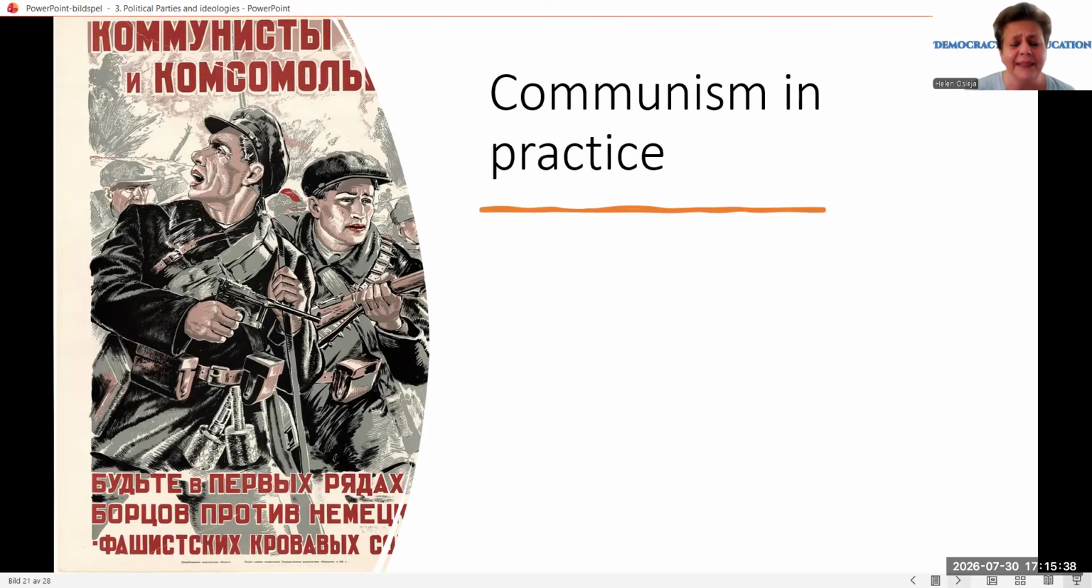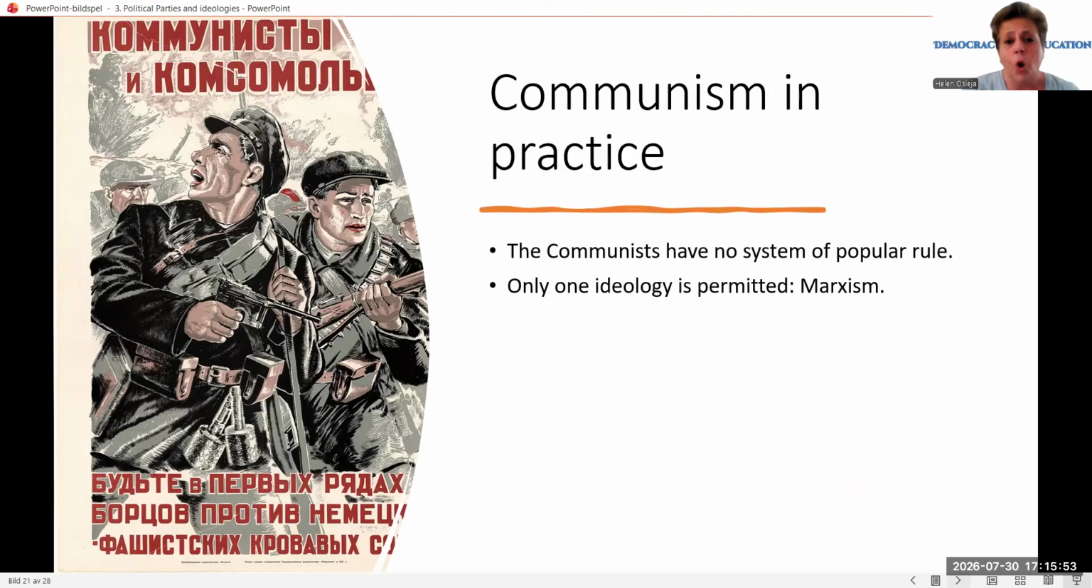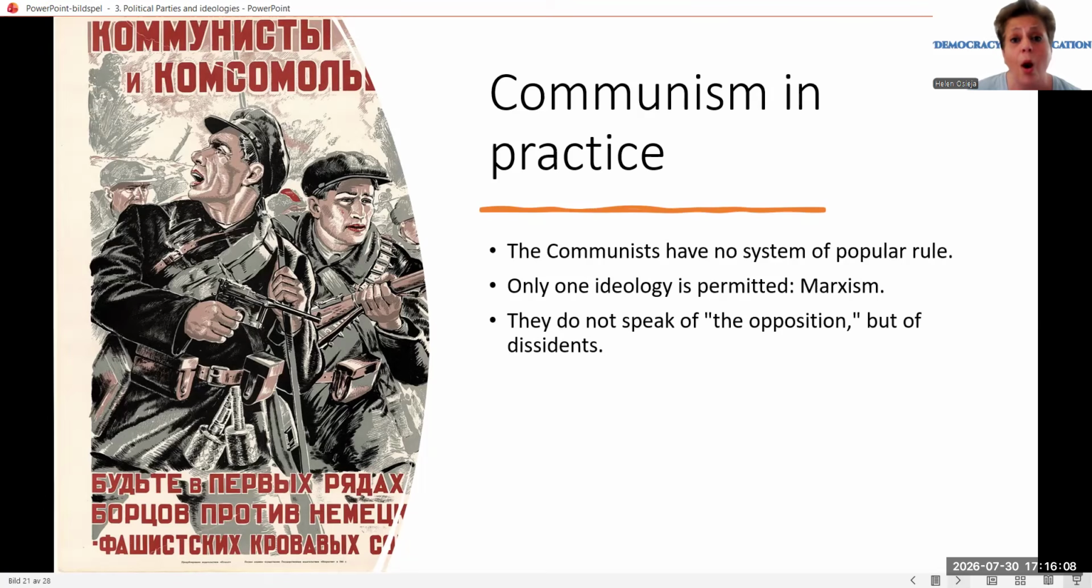And how is communism in practice? Well, there is no system of popular rule. There is just one party, which is the Communist Party. Only one ideology is permitted, legal, which is Marxism. Communists do not speak of opposition, but of dissidents who are considered criminals and treated as such. Critics are usually placed in re-education camps, which is very degrading, very humiliating, because these so-called re-education camps are nothing but indoctrination institutions.